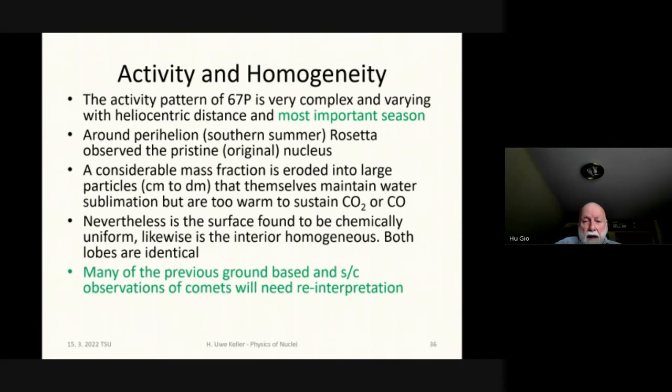Around perihelion in the southern summer, we observe pristine nucleus material, more or less. A considerable mass fraction is eroded into large particles, centimeter, decimeter, and even meter size. Nevertheless, the surface is found chemically uniform. Likewise, the interior is homogeneous. Both slopes are identical. There are a lot of investigations to find differences and show inhomogeneities, but if they exist, they are rather small and very difficult to discern.